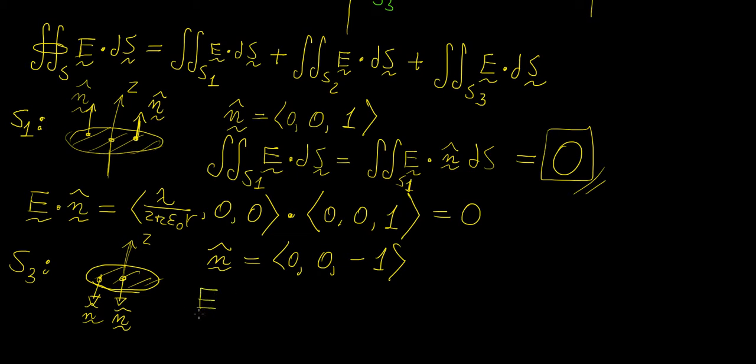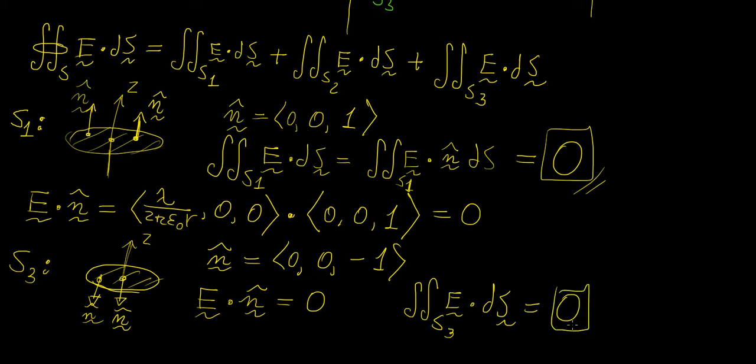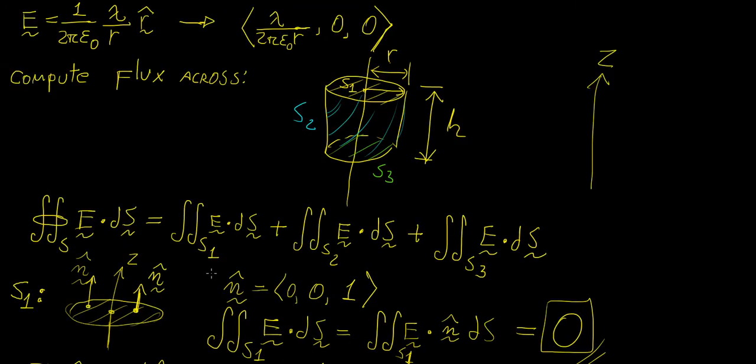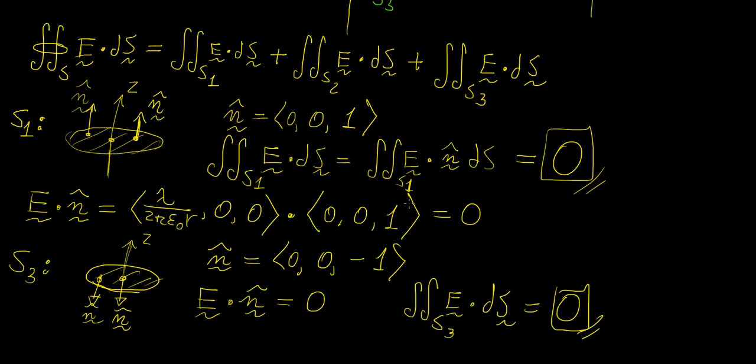If we take the dot product of E with n, once again we're going to get 0, which implies that the flux integral across surface 3 is also going to be 0. So already we found two flux integrals very quickly without having to do any integration. This is one of the really nice properties of knowing how those normal vectors work.